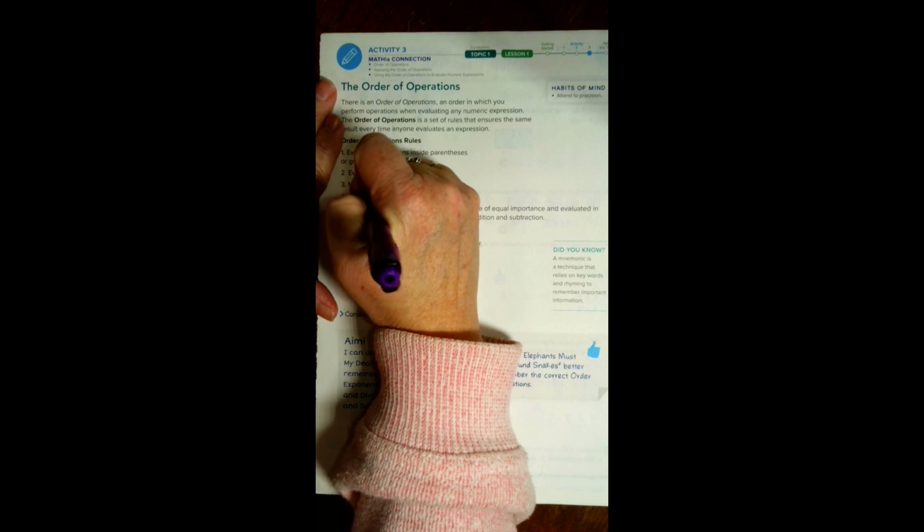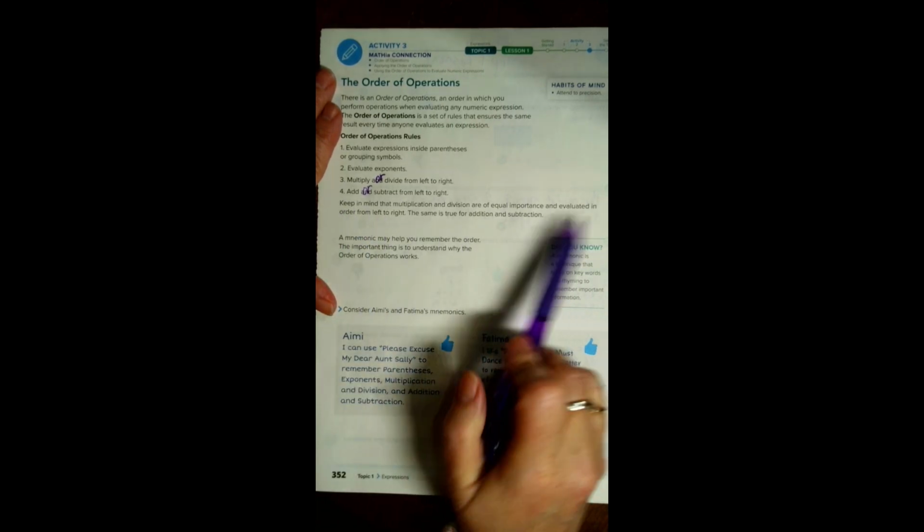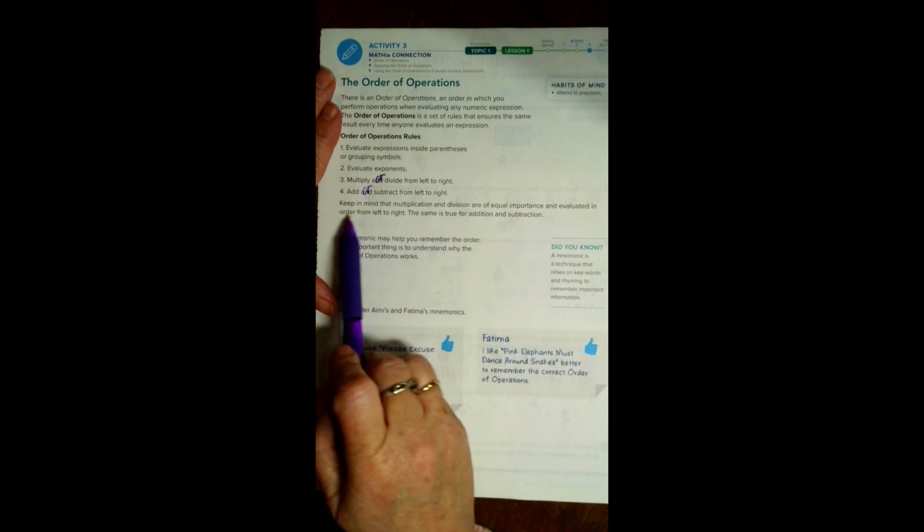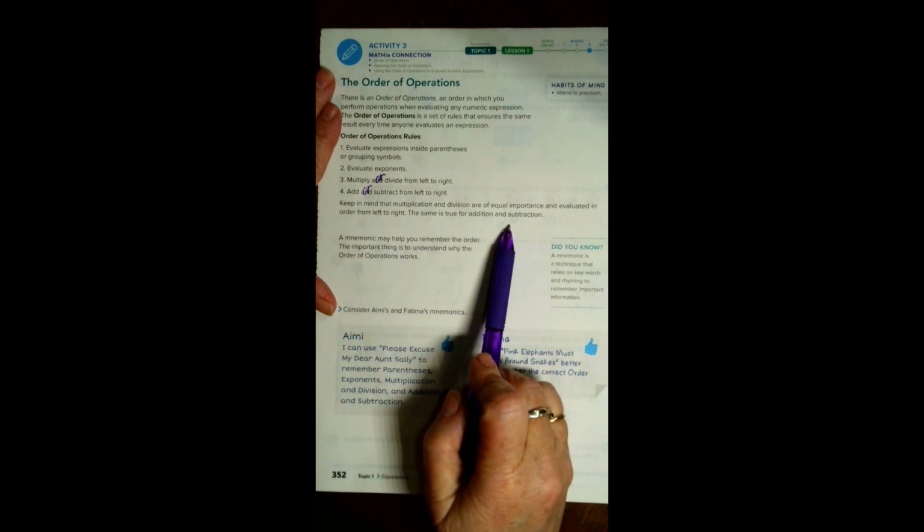So then add or subtract from left to right, which is what this tells us here. Keep in mind the multiplication and division are of equal importance and evaluated in order from left to right. The same is true with addition and subtraction.